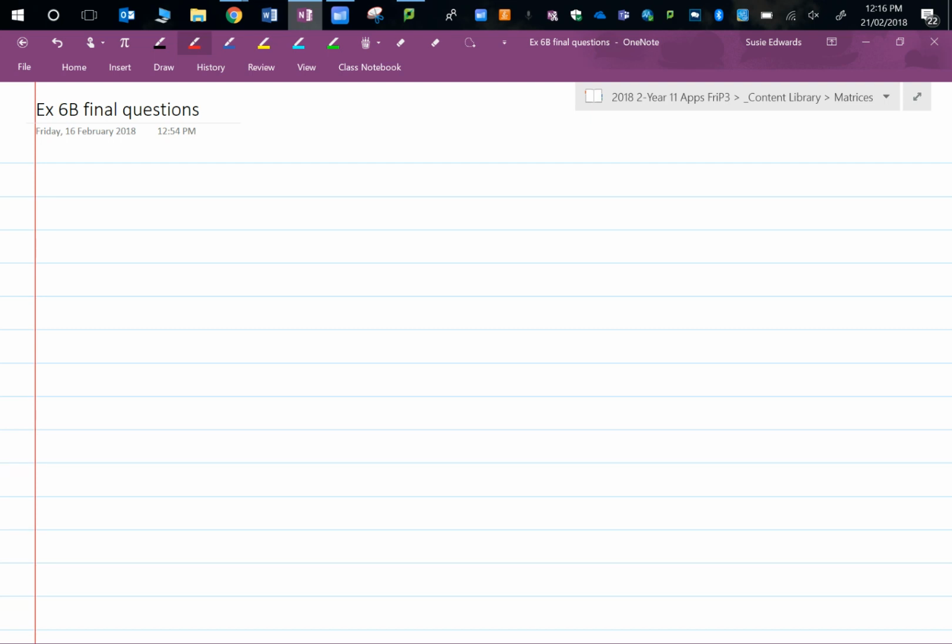Okay, so we're looking at exercise 6B, question 32, yes? All right, so it says 3 hotels each have single rooms, double rooms, and suites. The number of each of these in each hotel is as shown in matrix P. So we've got P equals 15, 25, 2. Now, you don't have to write this out.